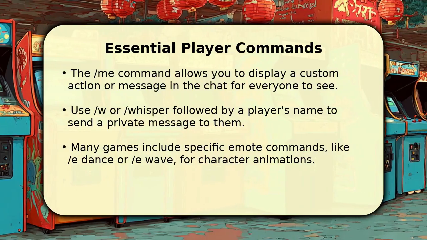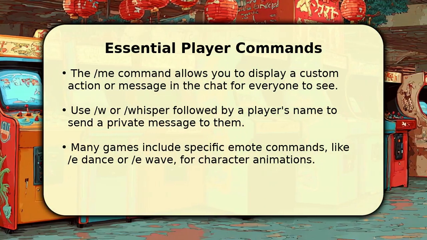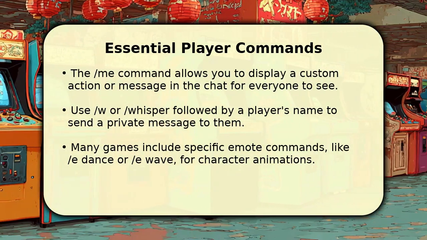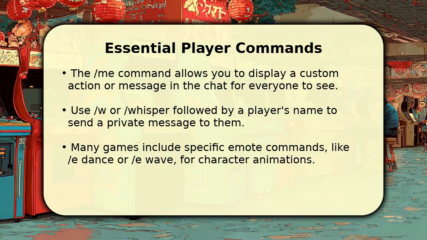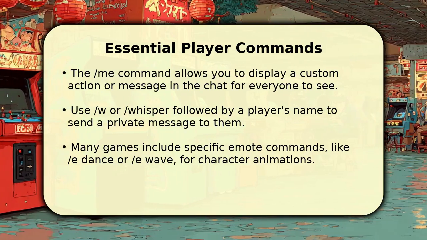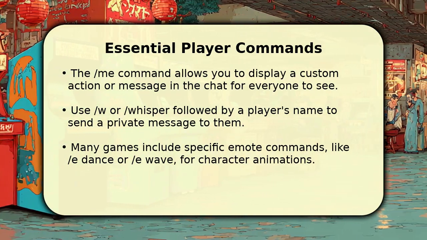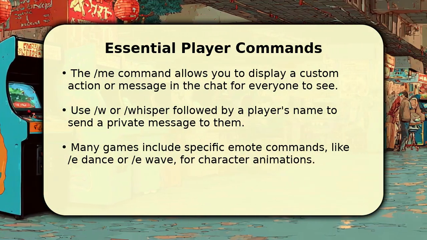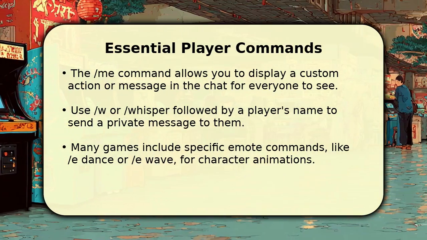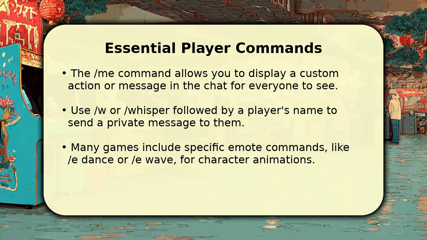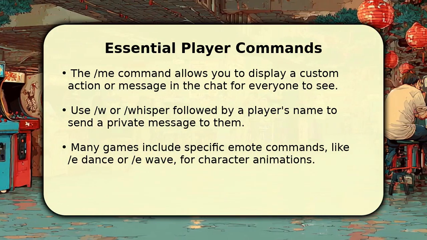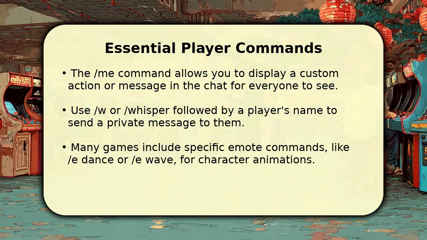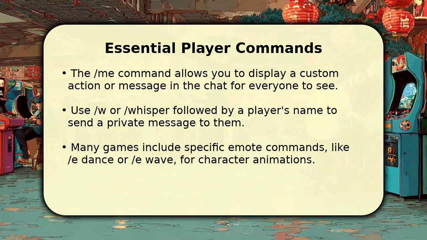Now, let us explore some essential commands you will frequently use. The /me command is fantastic for expressing actions in the chat. For example, typing /me waves hello makes your character appear to wave. For private conversations, use /w or /whisper followed by a player's name and your message. Many games also include special emote commands such as /e dance or /e wave, letting your character perform fun animations in-game.